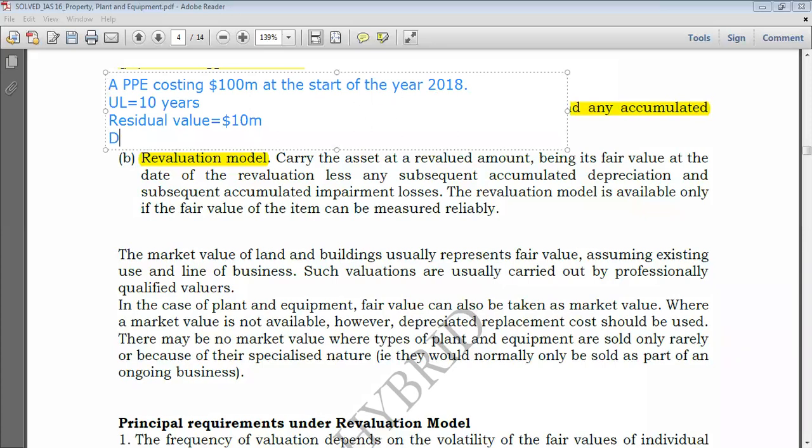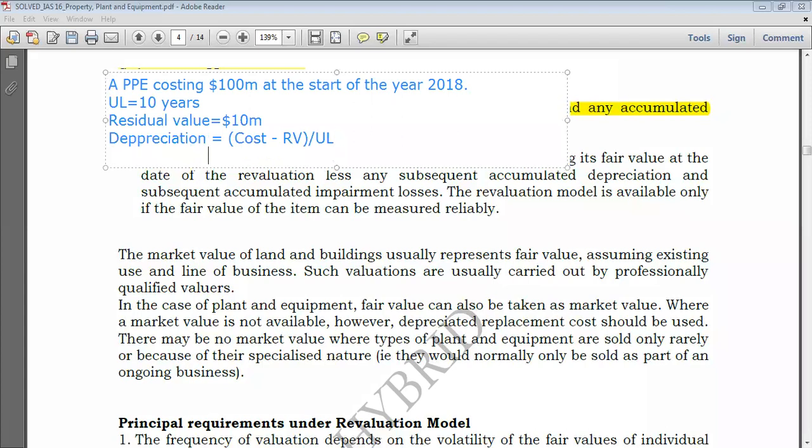And if you are not told anything, depreciation is computed using the straight line method. So we would say depreciation equals cost less residual value, divided by the useful life. So what would be our amount here? It equals, open brackets, $100 million minus $10 million, close brackets, over 10, and that equals $9 million. This would be our depreciation.